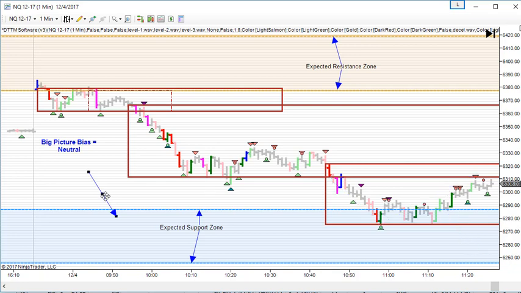So that's the couple things that we know ahead of the day. Before we start today, our big picture bias is neutral. It doesn't really help us today. And if we test up in here, we would expect resistance. If we test down in here, we would expect support. Okay, so that's kind of our context heading into the day.